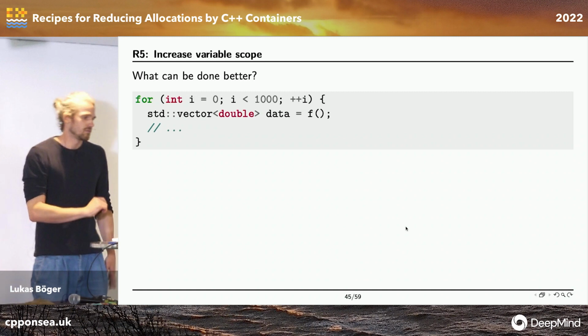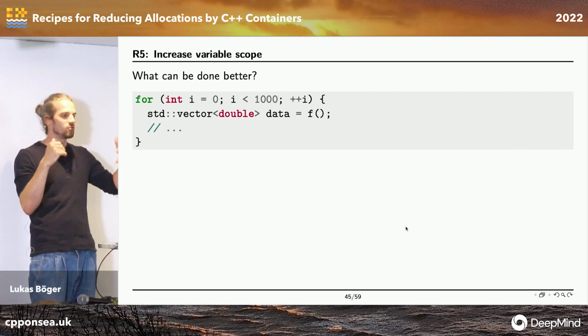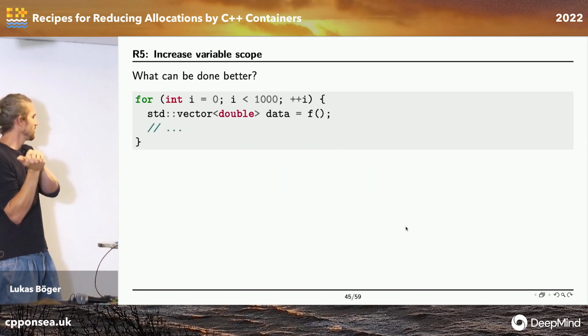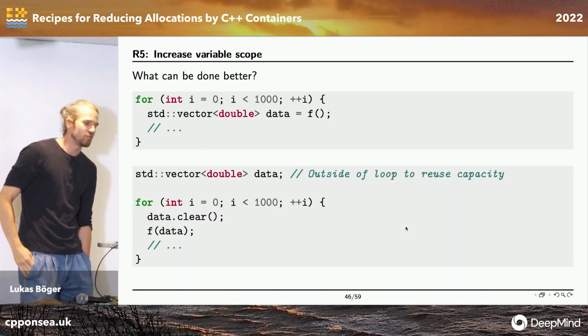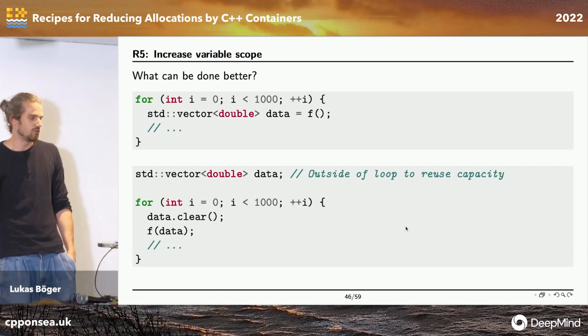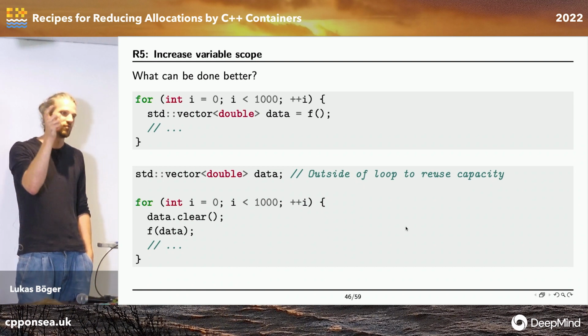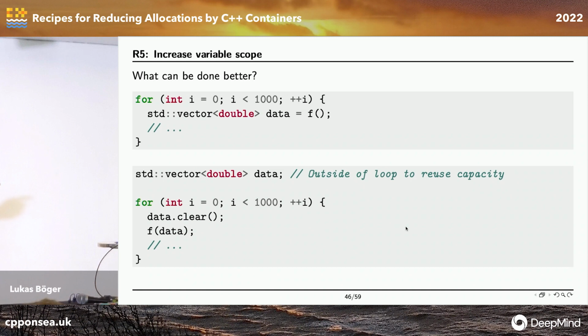Okay. Next one. What can be done better here? We have a loop, and within the loop, we get some data. This might be an easy one. We can pull the vector out of the loop, clear its content at the beginning of the loop, and then change the function signature for this example to operate on some mutable state. Okay. This works. It's really effective.